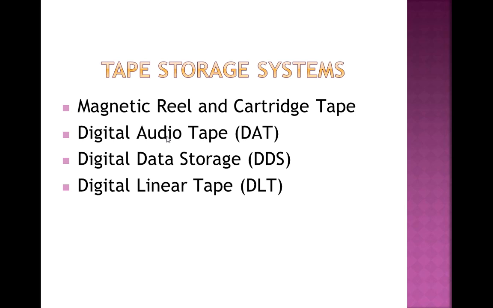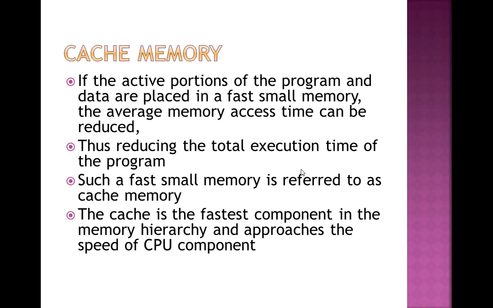These are the tape storage systems that are used: magnetic reel, cartridge tape, digital audio tape, digital data storage, digital linear tape. Then cache memory. Again, it is a small, fast memory that lies between the main memory and the CPU.